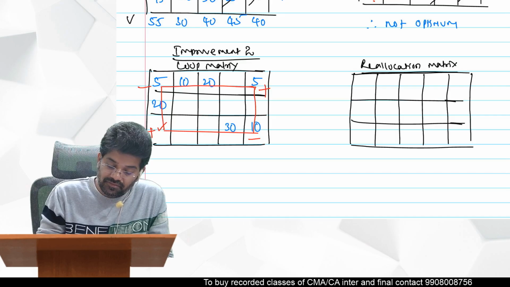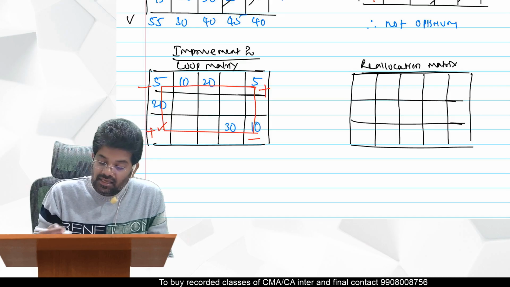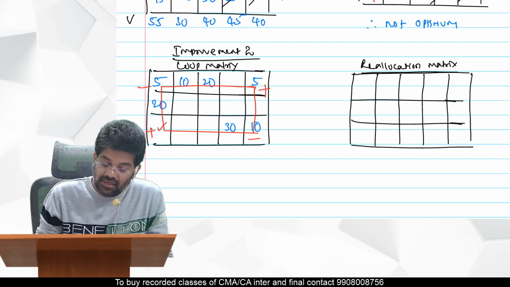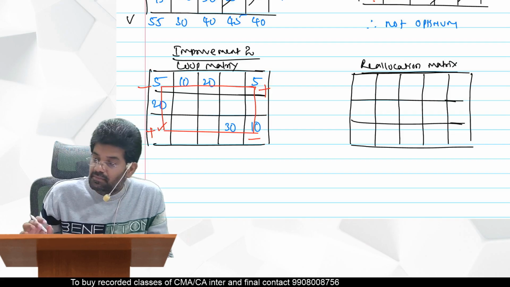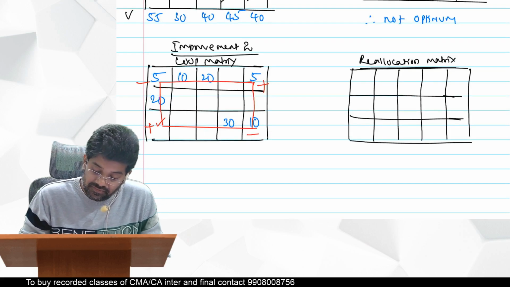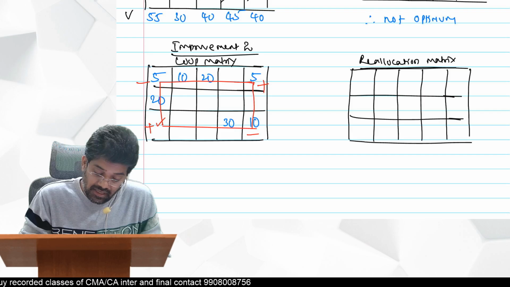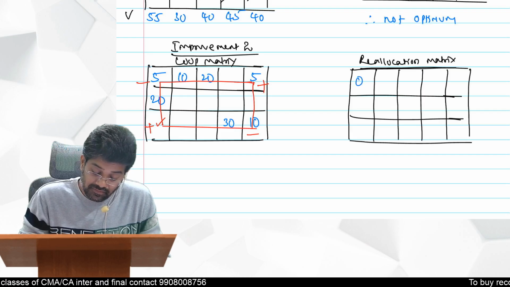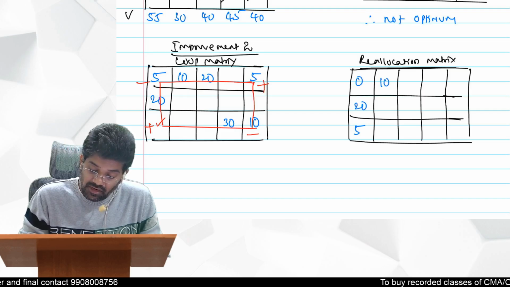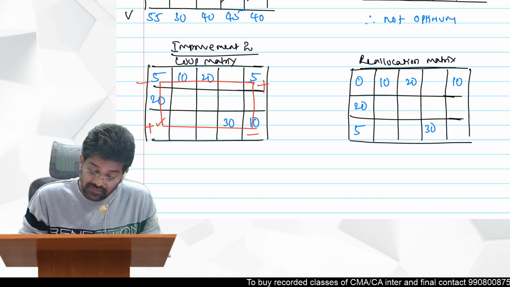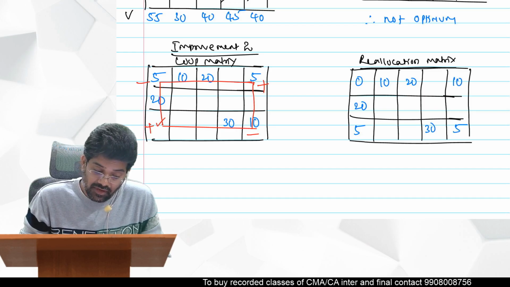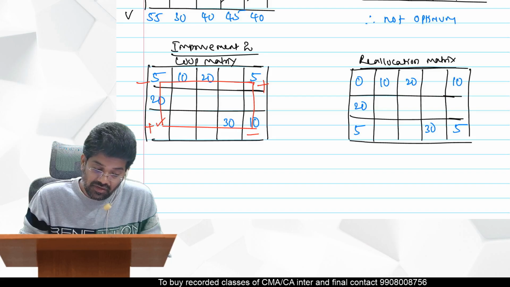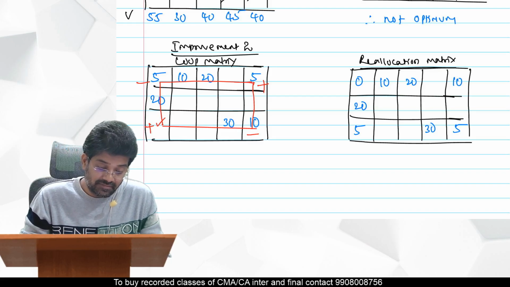That you should add to the plus signs and subtract from the minus signs. So we have to subtract here, so it is 0. Here we should add 5. This will remain same. 10 will remain same. 20 will remain same. Here it will become 10, 5 plus 5, 10. This will be same. 10 minus 5, 5. It will be 5 revised. So this is your reallocated matrix.